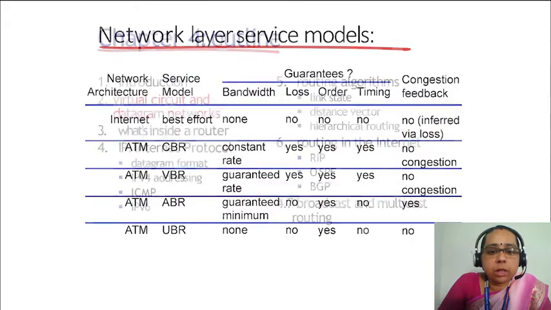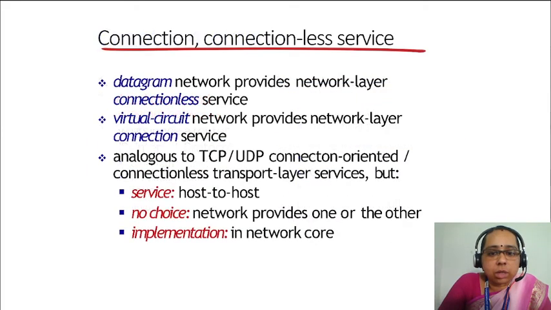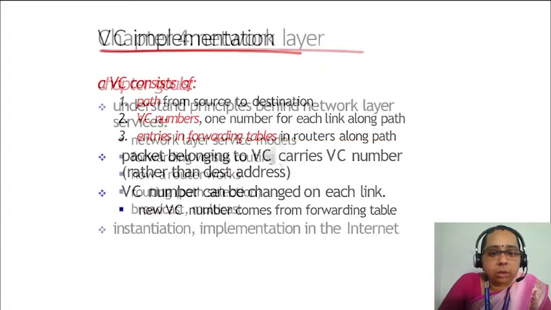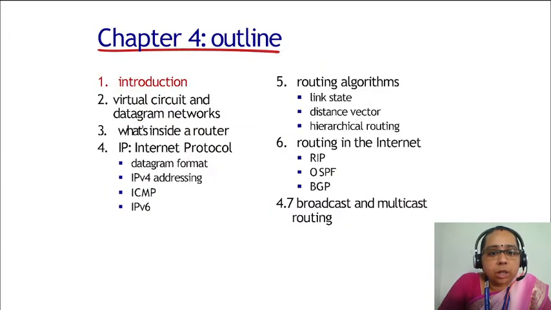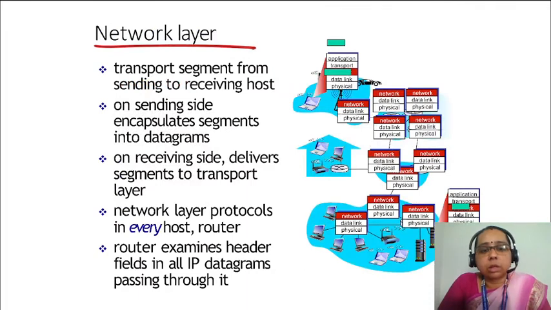So which one will be the guaranteed one? That is the most important point in these network connections. Here we are going to discuss the transport segment from sending to receiving host. In this picture it is clearly shown how the data will be transmitted from one host to another host, and based on the setup, how the network layer will be implemented.